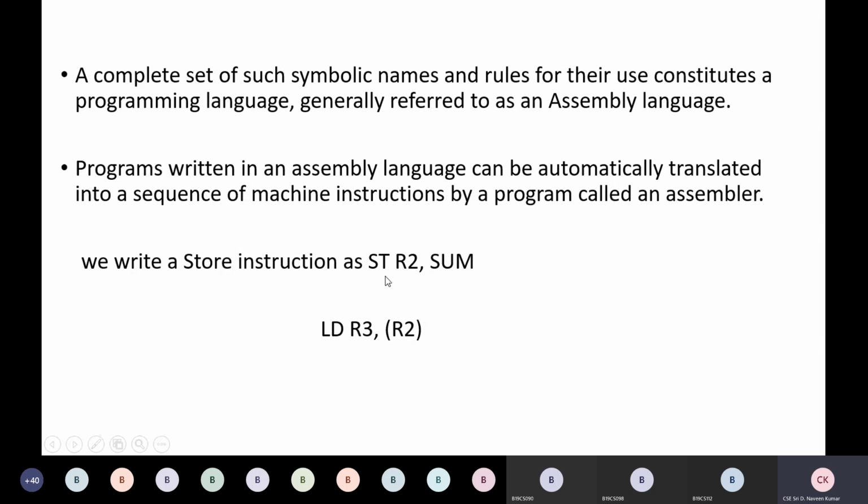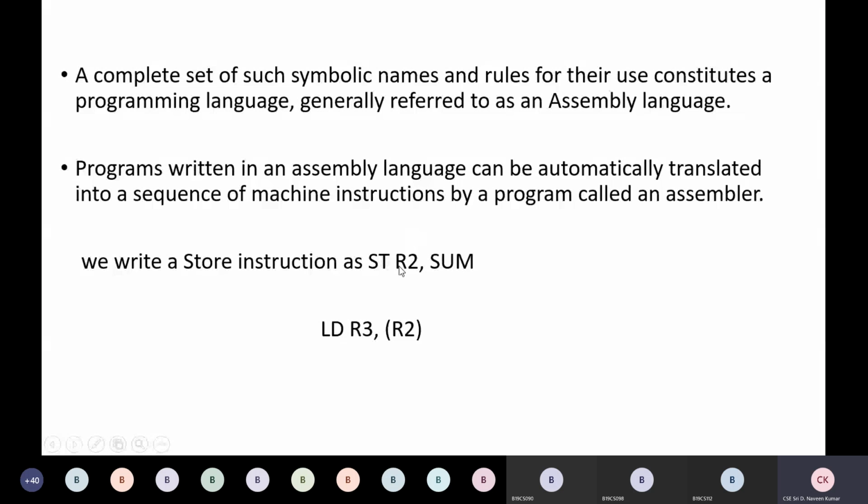Similarly, we have store also. Load is loading R2's value into R3. Store means writing. Load is reading from here into R3. Store means from a processor register we are writing into main memory. Sum is referring to main memory because it is a user defined variable, which obviously points to main memory. This one is a predefined variable, R2, which points to the R2 register in the processor registers.